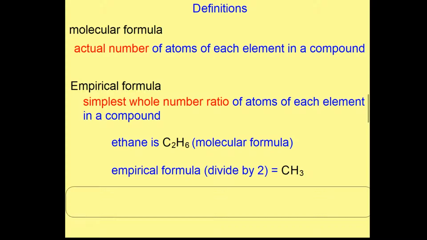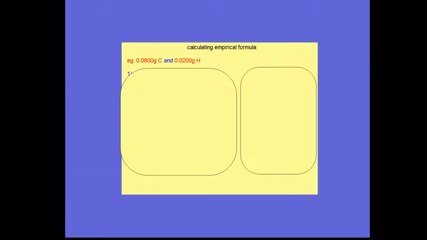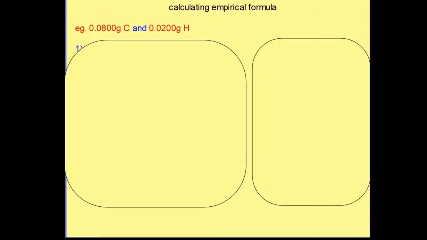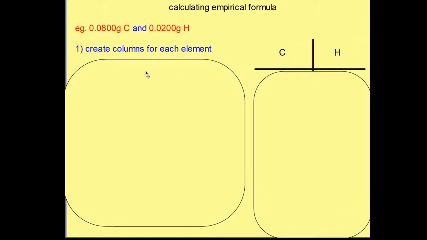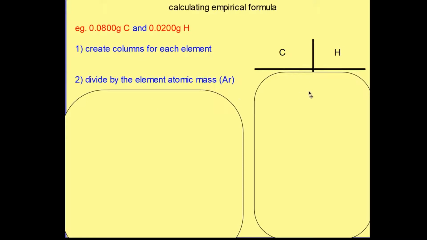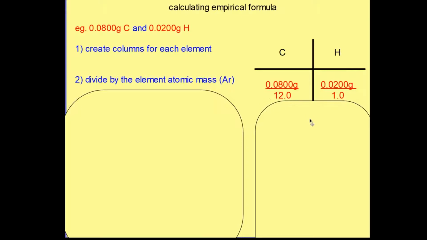So how do we go about calculating empirical formula then? Here's an example. You're often given either a mass or a percentage. Here we've got this mass of carbon and this mass of hydrogen, and if you just follow a certain procedure, this works well. The first thing is to create columns for each element, carbon and hydrogen. The second stage is to divide by the relative atomic mass of each element, effectively working out the moles. So divide by 12 and 1, and get this answer here.